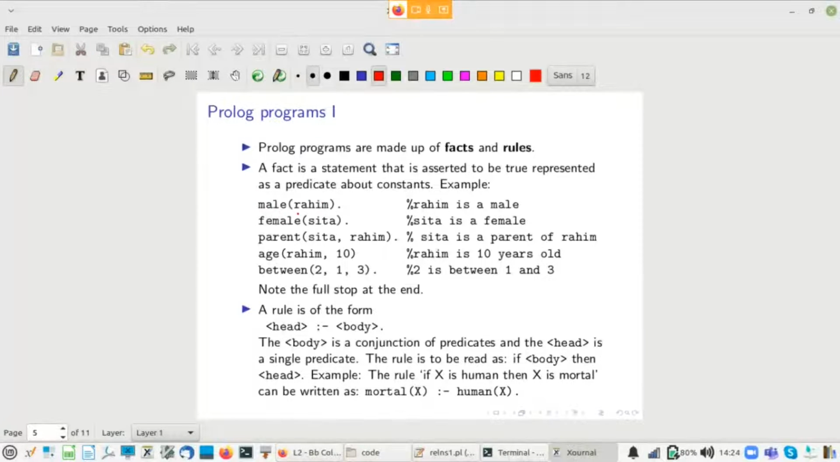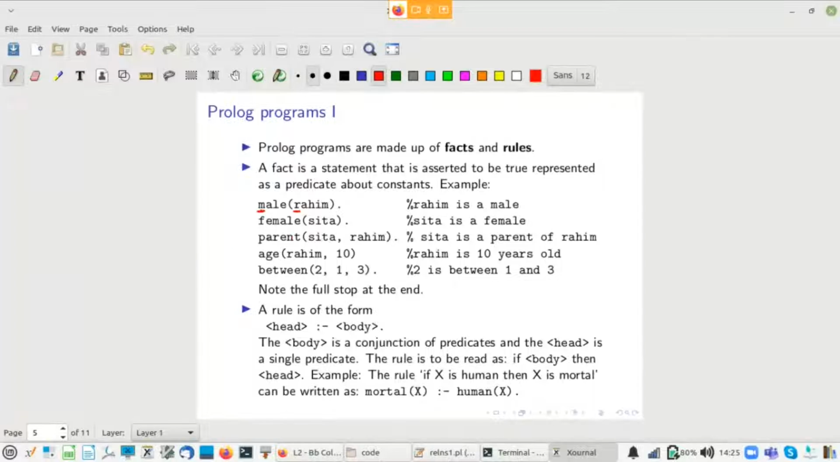male Rahim. Notice the small characters which start the predicate, and the constant here, Rahim, starts with a small r. What this is asserting, saying is true, is that Rahim is a male. Here is another example, female Sita. What this is asserting is that Sita, the constant Sita, is a female.